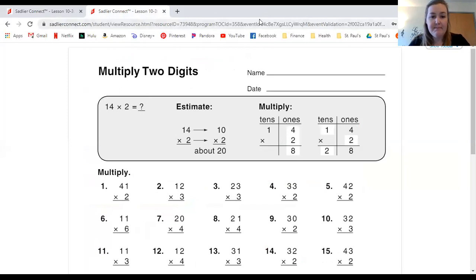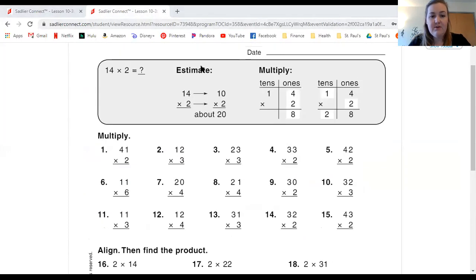Let's look at number 1. Here you have 41 times 2. First, like we had said before, you're going to do 1 times 2, which gives us 2. Then you're going to go over here and do 4 times 2, which gives us 8, so 82. Sorry, that's a little messy. It's hard to write on here.